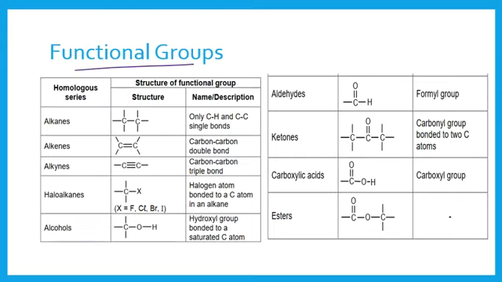This is a table of functional groups. In the table, we've got the homologous series like alkanes, alkenes, alkynes, haloalkanes, alcohol, etc. Also in the table, there is a structure of the functional group. For example, in the case of alkenes, we recognize that an organic molecule is an alkene by a double bond. In the case of alkynes, the organic molecule is going to have a triple bond.